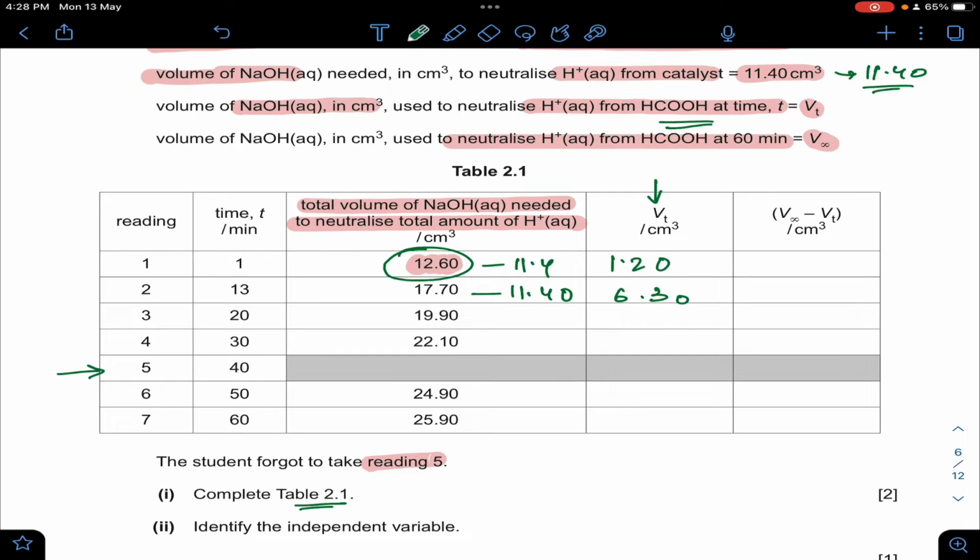The third reading is 8.50, then 10.70, 13.50, 14.50.